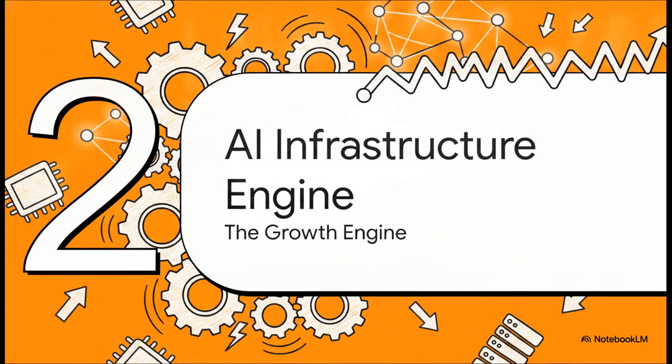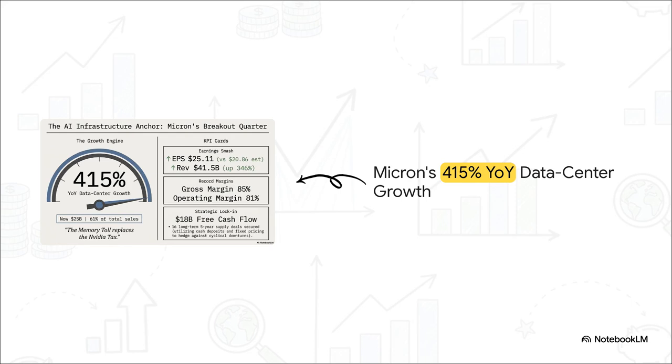Moving right into Section 2, the AI infrastructure engine. Now that we've checked the macro polls, we need to look at the sheer undeniable engine powering this market right now. Guys, we are talking about an absolute monster of a breakout quarter for Micron. They completely smashed earnings. We're looking at a 346% revenue jump to $41.5 billion, plus a staggering 415% year-over-year growth, specifically in their data center sector. But here's the real kicker. They went ahead and secured 16 long-term supply deals that literally locks in $18 billion in free cash flow to hedge against any future downturns.